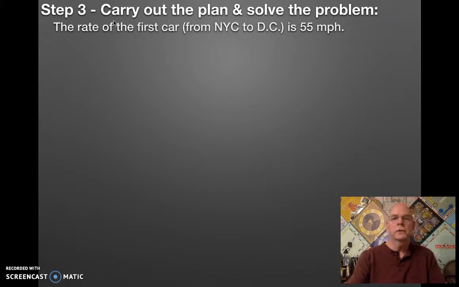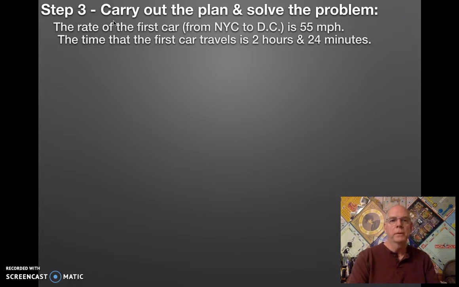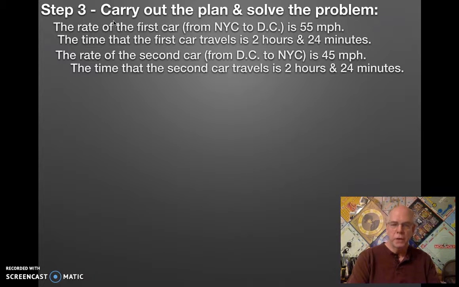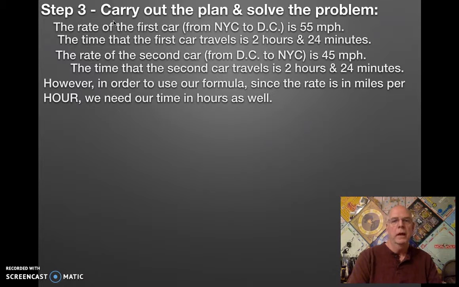Looking at the rate of the first car, the one going from New York City to Washington, D.C., it's 55 miles per hour, and the time that first car is traveling is 2 hours and 24 minutes. A little bit of repetition here, but that's okay. The rate of the second car, going from Washington, D.C. to New York City, is 45 miles per hour, and it's traveling for the same amount of time, 2 hours and 24 minutes. However, in order to use our formula, because the rate is in miles per hour, we need the time completely in hours, not hours and minutes. So we need to do a little bit of a conversion here.